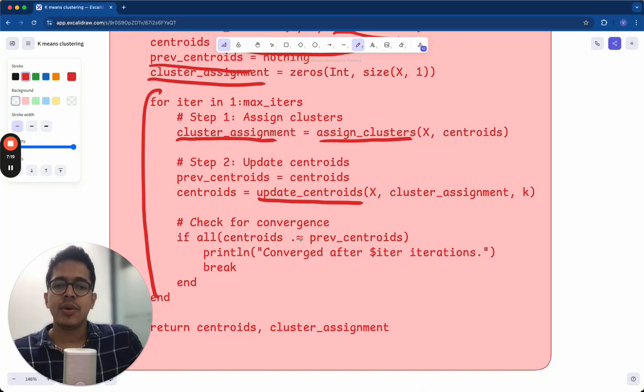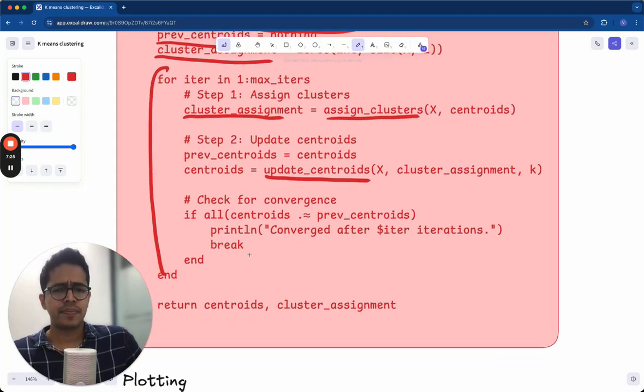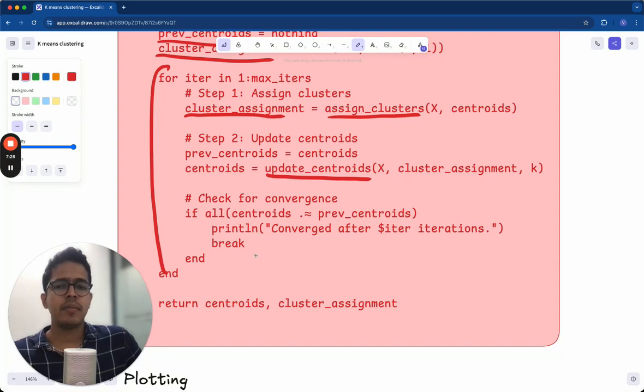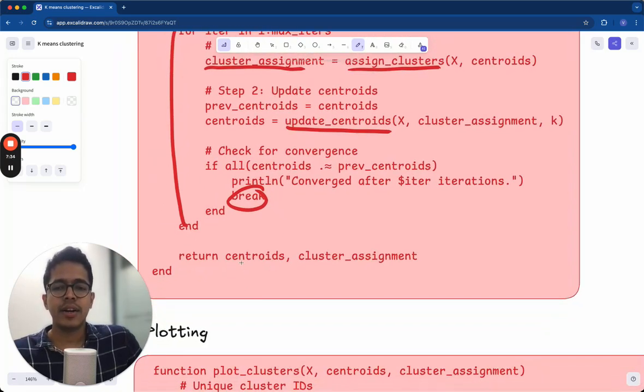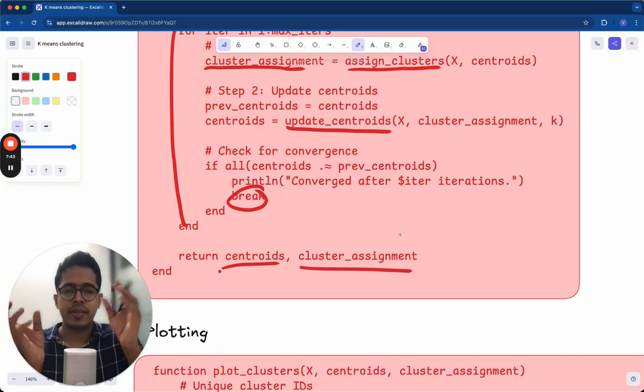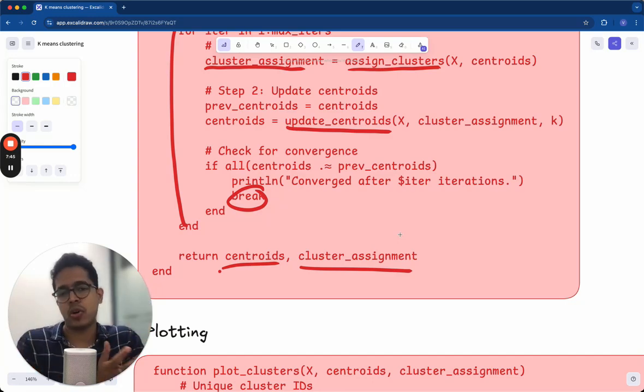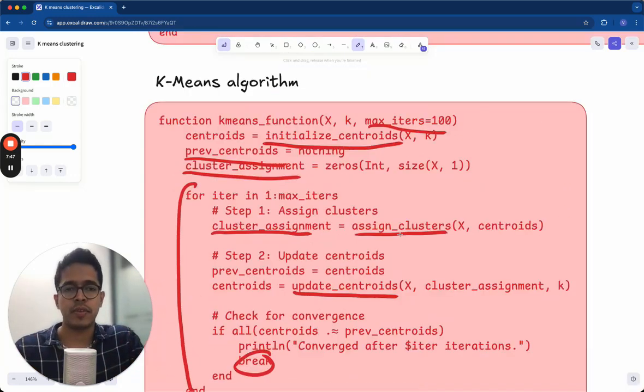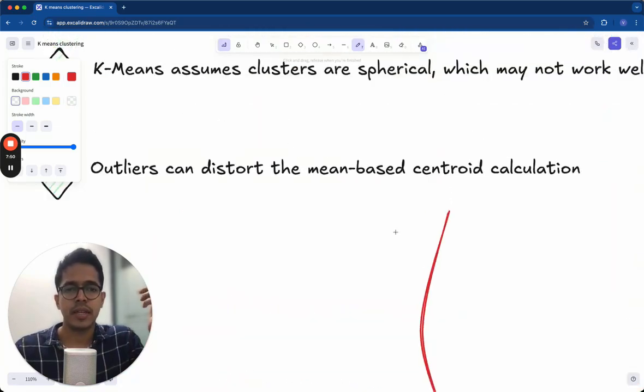And then you are looking for convergence, whether the previous centroid and current centroid are the same or not. If the centroid is not getting updated, you break out of the for loop, right? You won't be running the remaining number of iterations. And at the end of this function, you return the final centroids and the cluster assignment. Because only if you have centroids and the assigned clusters, you can plot a very good scatter plot, which looks like what you have seen over here.